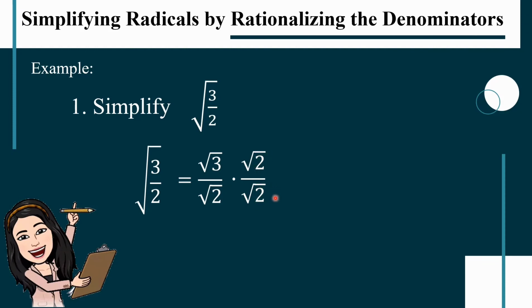Clear? Okay. So, simplifying, we multiply. Let us get the product. The square root of 3 times the square root of 2 is the square root of 6. We only multiply the radicands. 3 times 2 is equal to 6. And then, 2 times 2 is equal to 4. And the square root of 4 is equal to 2. So, therefore, the answer is the square root of 6 over 2.